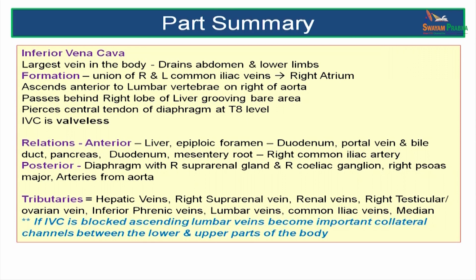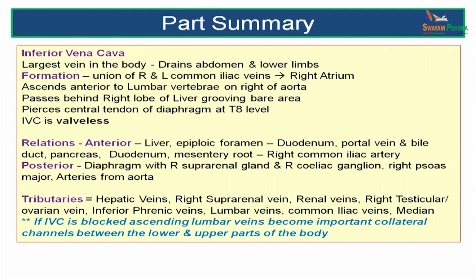Let's summarize what we have studied about the inferior vena cava. The inferior vena cava is the largest vein in the body. It begins by the joining of the right and left common iliac veins at the level of L5 and then ascends up a little to the right of the midline to pierce the diaphragm at the level of T8 and open into the right atrium of heart. It is valveless and it is related to various structures like the liver, the duodenum, portal vein and bile duct, the mesentery root. It has tributaries like the hepatic veins, the right and left renal veins, the right suprarenal vein, the right lumbar veins and the median sacral vein.